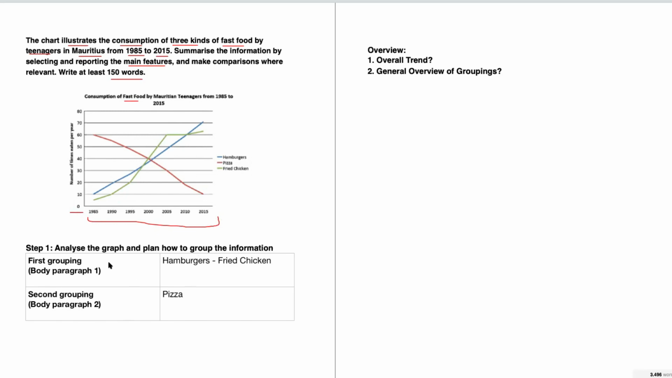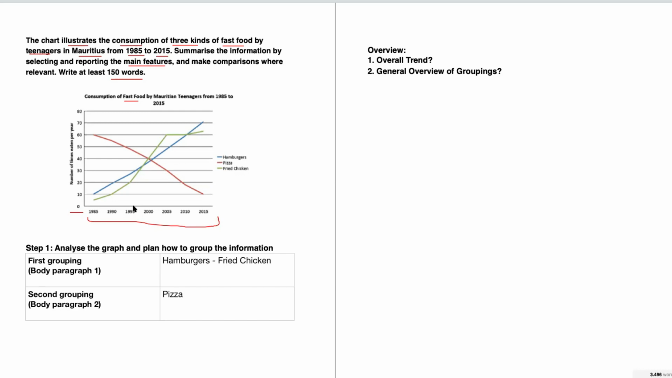So by looking at step 1, we see analyze the graph and plan how to group the information. I have grouped already hamburgers and fried chicken, and pizza in the second group. That's because hamburgers and fried chicken increase. So you see that they increased from 1985 to 2015. Their consumption increased. And pizza is the lone wolf, we can say, because it's the only one that decreased with time. So this is a very clear grouping.